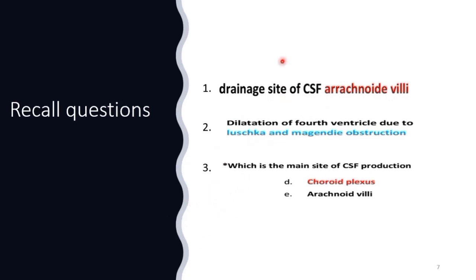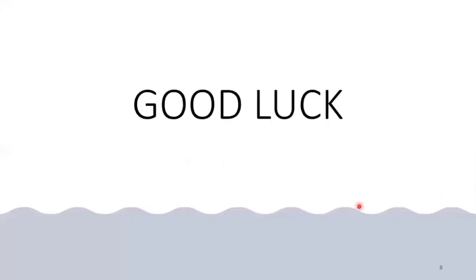The first one is the drainage site of CSF, meaning the absorption site of CSF, which as we studied is the arachnoid villi. Number two, the dilatation of the fourth ventricle is due to, we know, the fourth ventricle drains into the subarachnoid space via Luschka and Magendie. So if there is an obstruction at the level of the foramen of Luschka and Magendie, the fourth ventricle will be dilated. And number three, the main site of CSF production. We know it's the choroid plexus. Arachnoid villi are the absorption site.